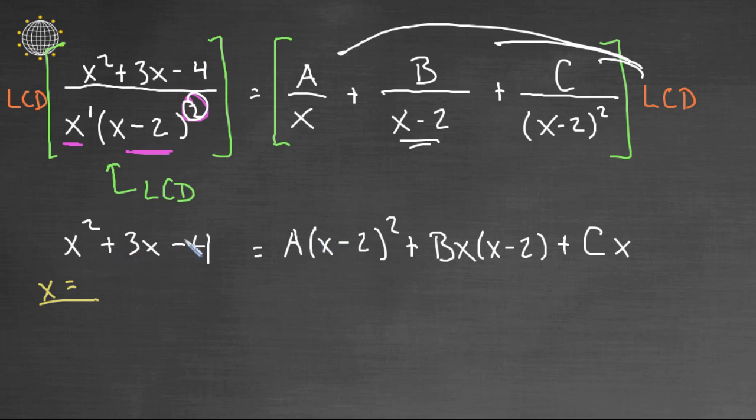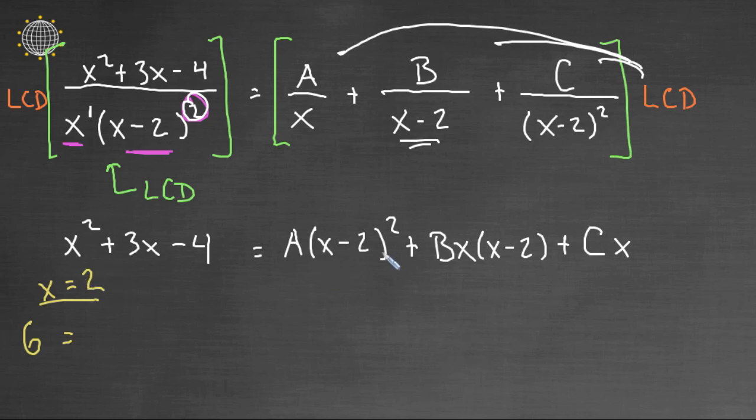Because this equality should hold. So let's be smart about it. Let's pick an x that would make an a or b or c go away. I'm thinking like 2. What if x was 2? Then the left-hand side would be, let's see, 2 squared is 4. 3 times 2 is 6. 4 and 6 make 10. 10 minus 4 makes 6 on the left-hand side.